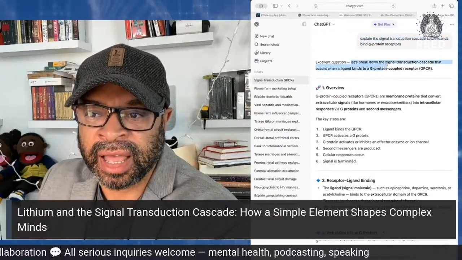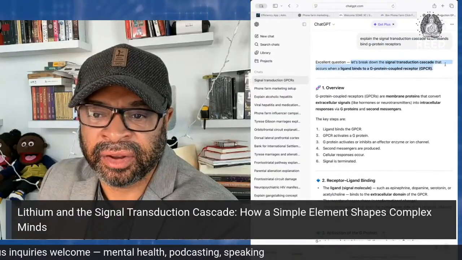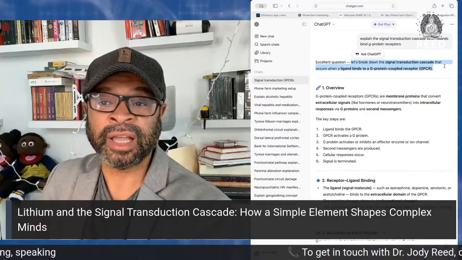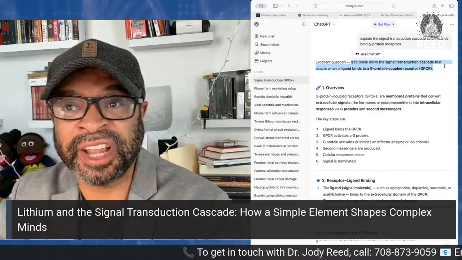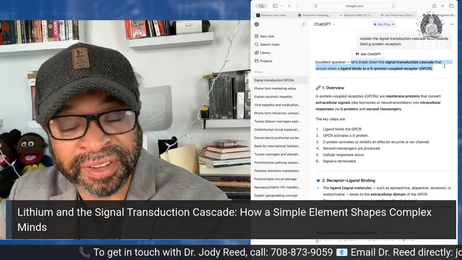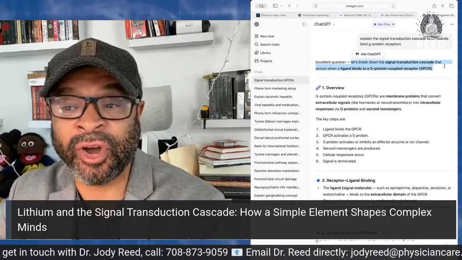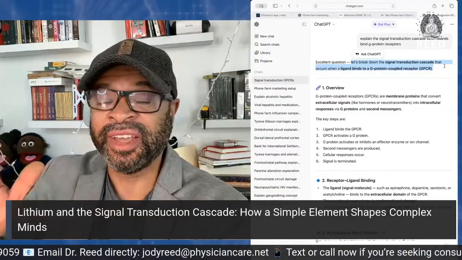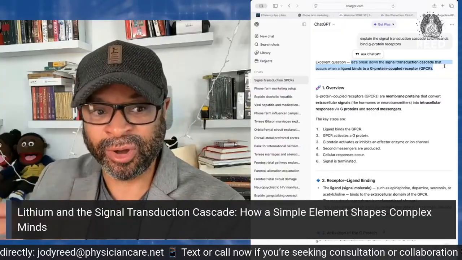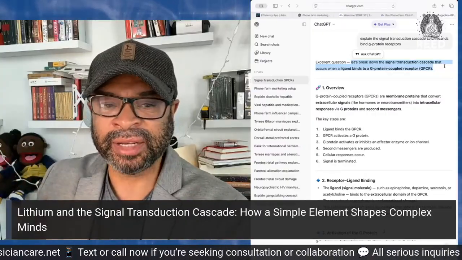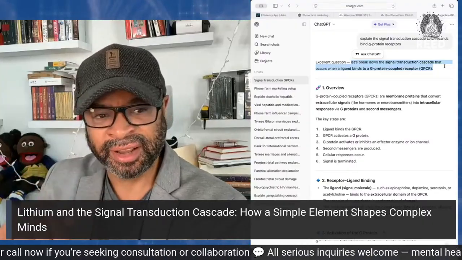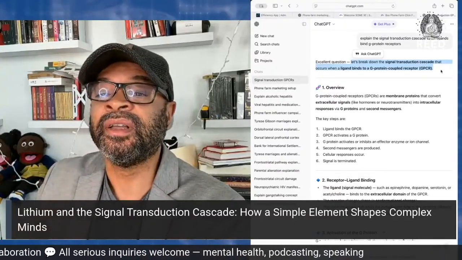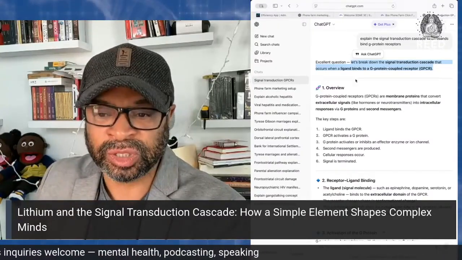Excellent question. Let's break down the signal transduction cascade that occurs when a ligand binds to G protein coupled receptors. Now, I specifically put G protein coupled receptors, not ionotropic receptors that turn on and off, like those gate controlled and ionic controlled. Those just turn on and off and deal with the currents coming across to maintain the action potential, right? But I'm talking about the G proteins that are there to take the signal so that you can produce things from the cell. Okay, so my search was specifically for those.